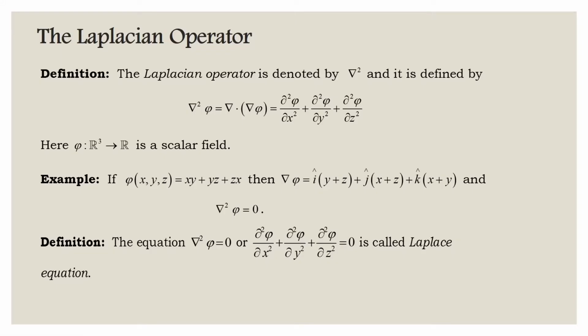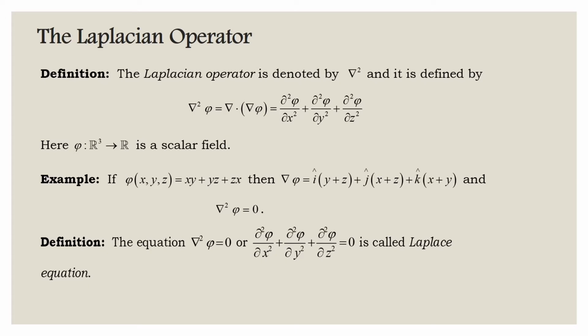Now, let us see a new vector differential operator. This new vector differential operator is called the Laplace operator or the Laplacian operator. It is denoted by del square. If phi is a scalar field, then del square phi equals del dot of del phi. It is also denoted by div of grad phi.